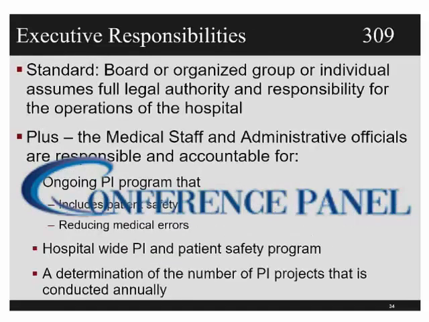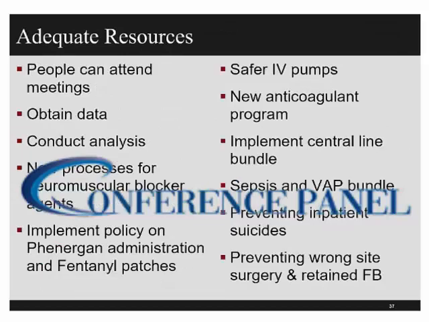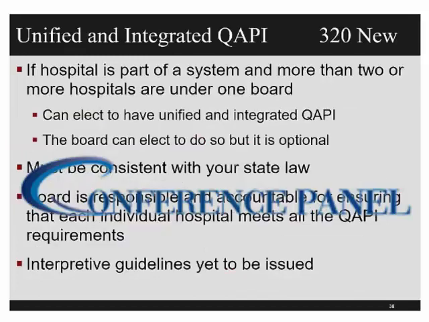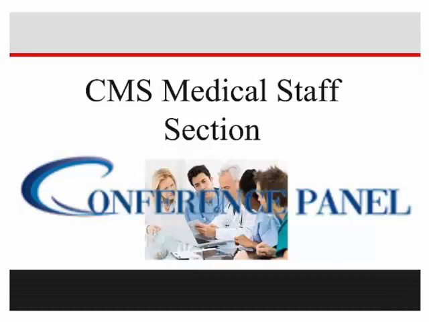Let's switch over to some executive responsibilities. As I mentioned on adequate resources, you have enough bodies so people can go to meetings and their duties are covered. I talked about the Unified Integrated Program. Again, this is new. So for QAPI in Appendix A, they made minimal changes. For critical access hospitals, they made the vast changes.